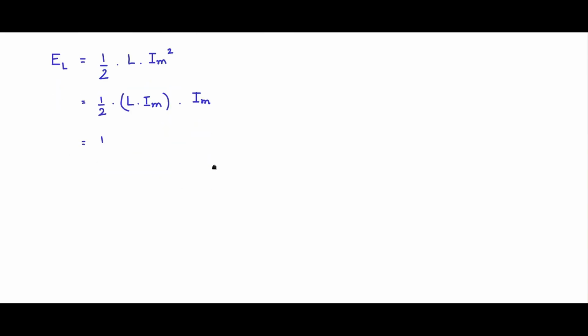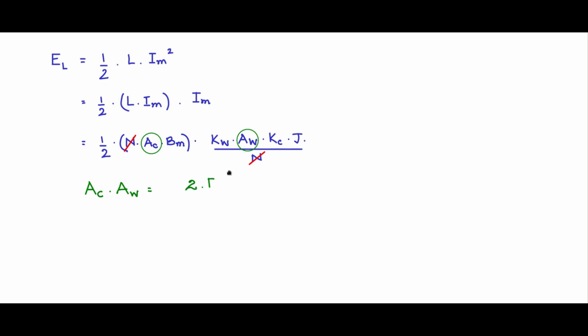And rewrite. So L Im, I am writing it as N Ac Bm, and then for Im here Kw, Aw, Kc, J by N. So let us remove these two N's, and I will keep Ac and Aw to one side, their product. This is the area product, Ac into Aw, which is equal to 2 times E_L divided by Kw, Kc, J and Bm. So this is the area product AP, meter to the power of 4.